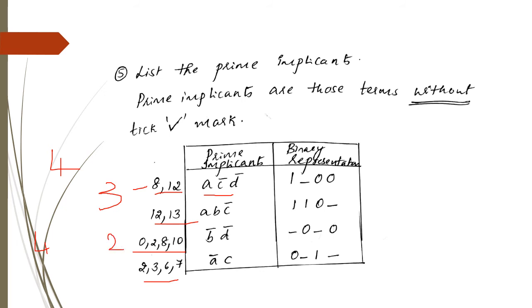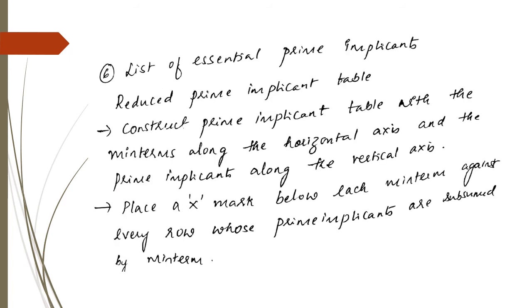Okay, so this is the case if they ask you to find out only the prime implicants, then you can just stop the method over here. But in the question they have asked you to simplify the expression. So next is the list of essential prime implicants, that is the reduced prime implicant table. Once you are done with listing the prime implicants, next is listing the essential prime implicants.